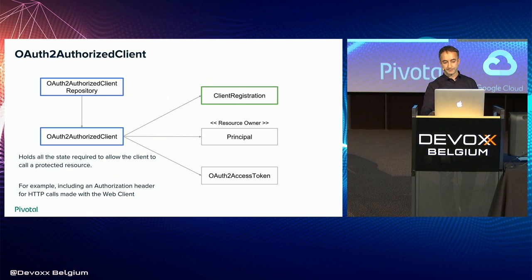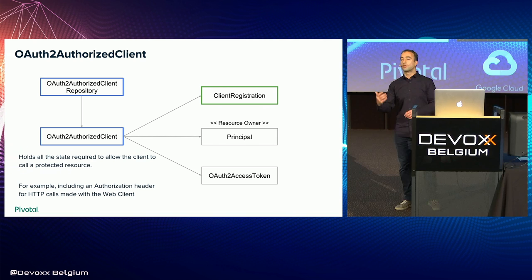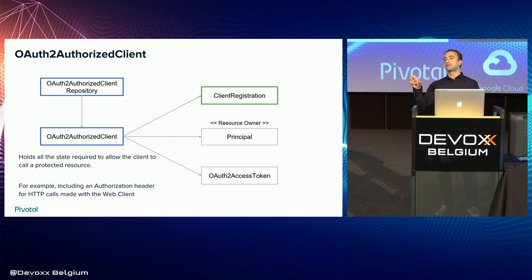Now, when you trigger, in the example earlier, OpenID authentication, we had the login client. That was the registration ID, and we saw the properties that were configured for that client registration. Now, when I went through that flow, the OpenID Connect authentication flow, the end result of that is an ID token and an access token.